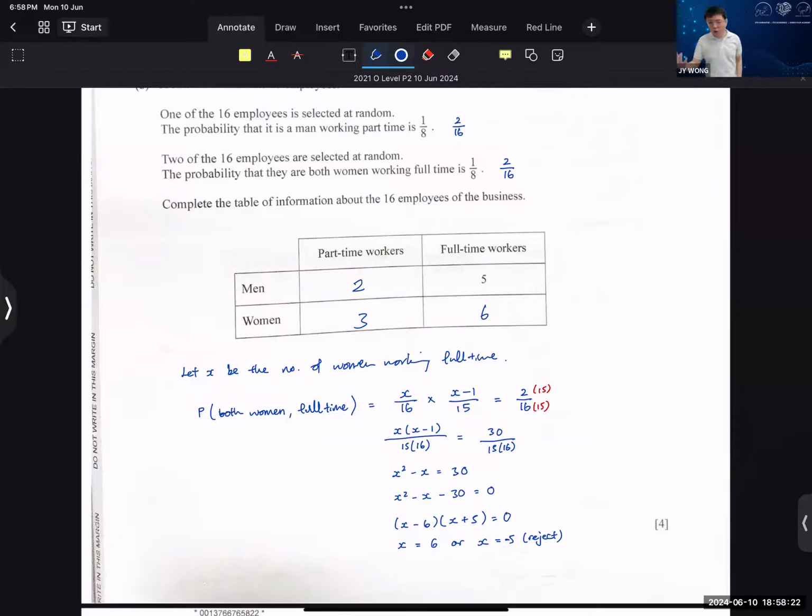Alright, that's why I always tell you all, right? When in doubt, there's an unknown, let x be the unknown and then see what you can work out from there. In this case, it doesn't make sense to let the number of men working part-time be the unknown, because that can be found directly. If it's 1 man working part-time, it's 1 out of 8, obviously there are 2 such men. So there is no need to use an unknown there. So it must be the women working full-time. Alright, so not so straightforward. One of the harder questions this year.